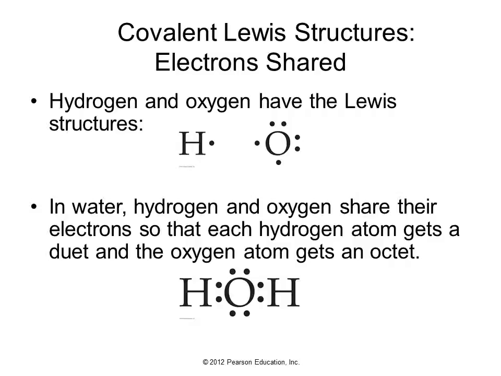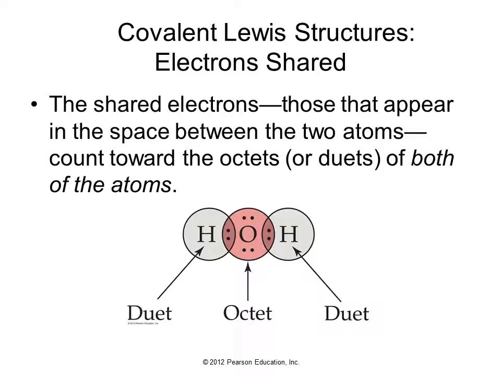Example, hydrogen, oxygen. With these simple Lewis structures, they combine in this way. 6 here, 1 from hydrogen, and 1 from a second hydrogen gives you the 8 that you need for the octet, and the 2 that you need for the duet of hydrogen. The shared electrons are those that appear in the space between the atoms.